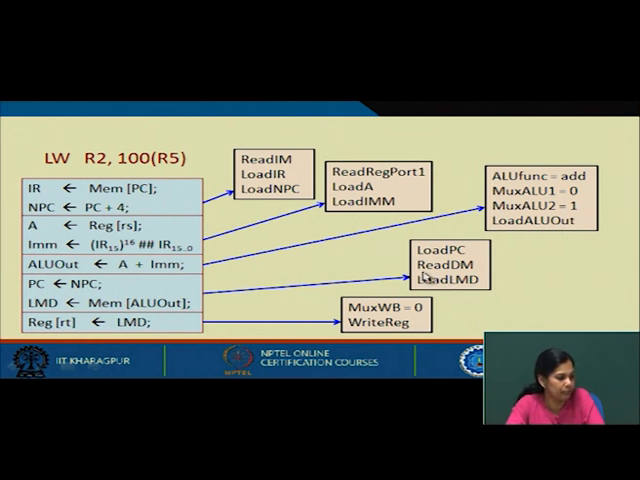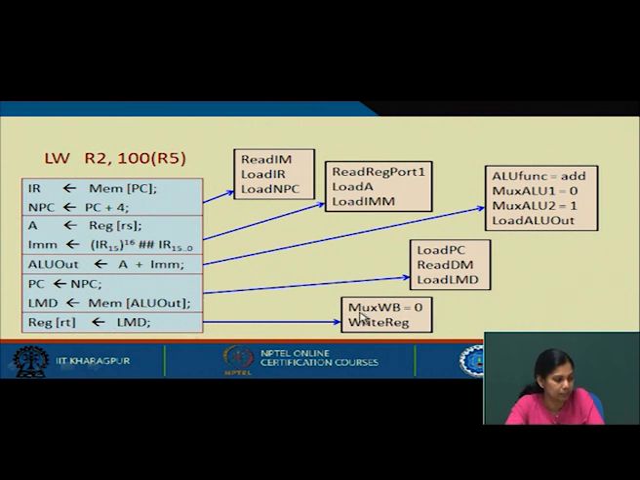Next in the mem phase, of course we will load PC, that will be done for all the instructions, and now this ALU out contains the address from where we have to read the data. So, as this contains the address where to read the data, we will read it from the data memory and we will load it to LMD. So, data is now read from the data memory and loaded in LMD in this particular phase.